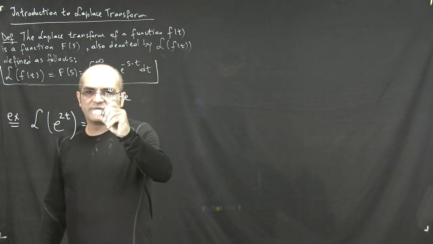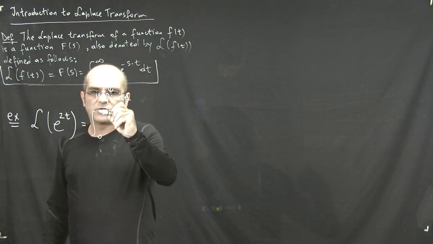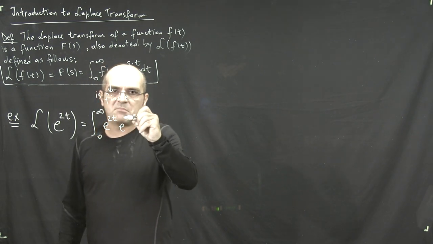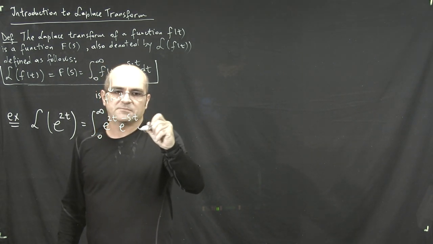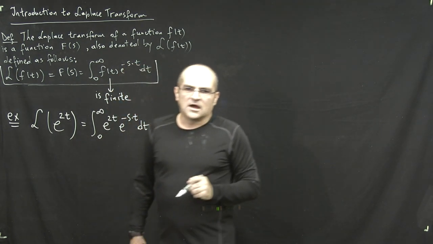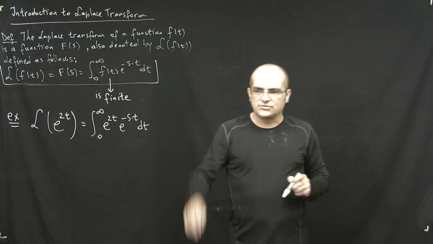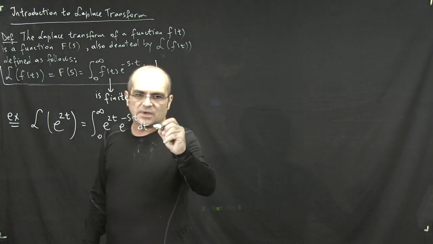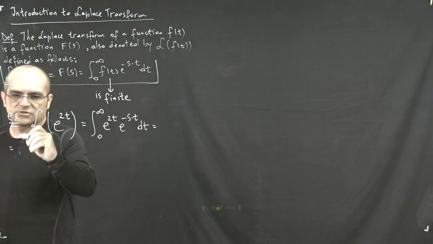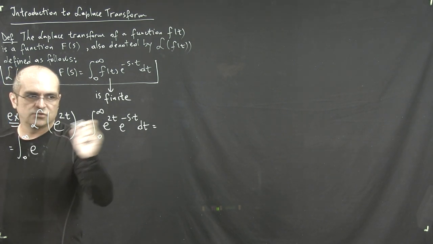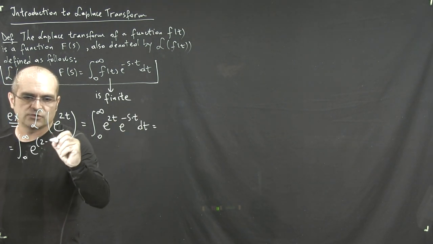So according to the definition, this is going to be the integral from 0 to infinity of e to the 2t times e to the minus st dt. Now focus on s, that this is a constant. Remember, t is your variable of integration, so we can combine these two exponentials and we have e to the power 2t minus st, and we can factor t.